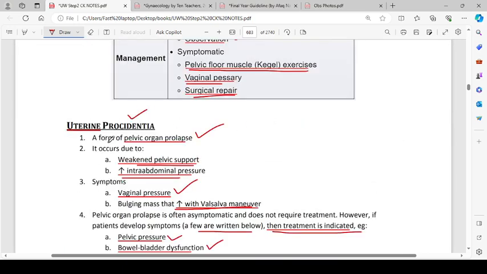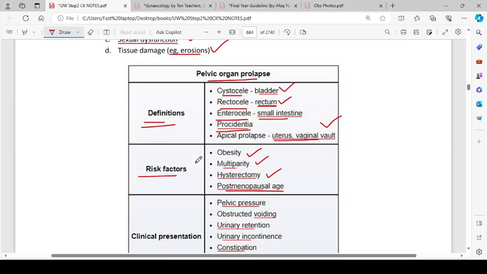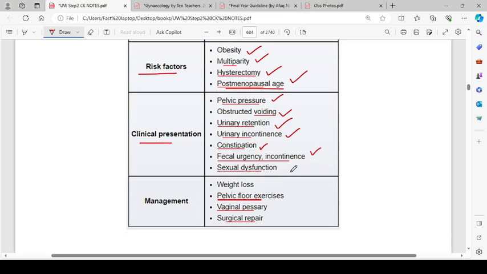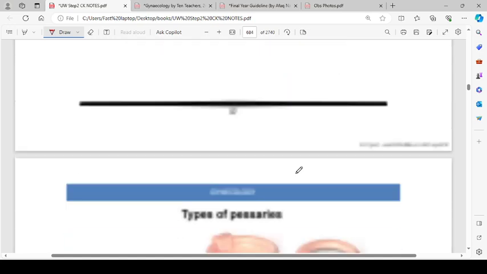Uterine procidentia means a form of pelvic organ prolapse. It occurs, so basically the uterus is herniating downwards. Okay. Then the clinical risk factor is also post-menopausal age. The clinical features are pelvic pressure, obstructed voiding, urinary retention, urinary incontinence, constipation, fecal urgency and incontinence, and sexual dysfunction. Management is weight loss, pelvic floor exercise, vaginal pessary, and surgical repair.